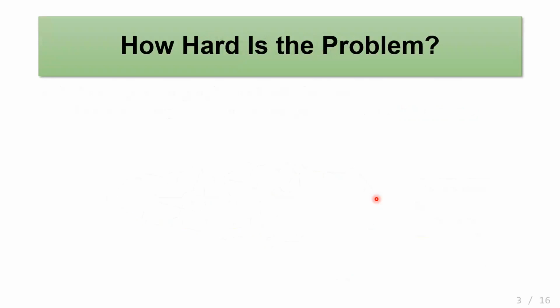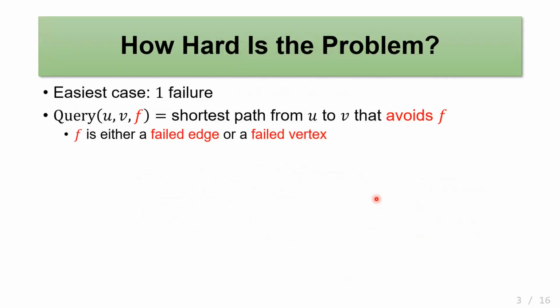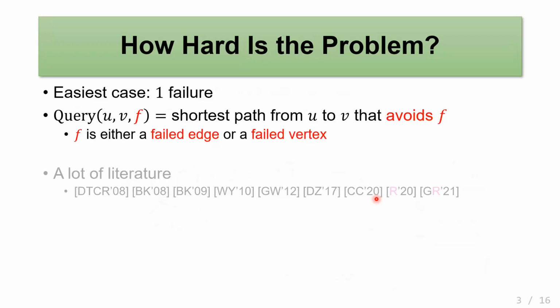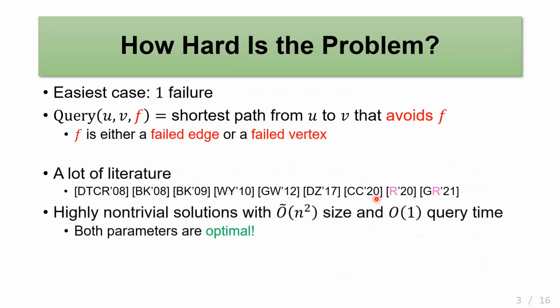So what is known about this problem? The easiest case is when you only have one failure. Now the query becomes: you are given vertices u and v and a failure f, where f is either a failed edge or a failed vertex. You want to find the shortest path from u to v that avoids f. This problem was studied extensively, and there's a long line of work on it. They accumulate to highly non-trivial solutions with size tilde O n squared and query time constant. Both parameters are optimal for this problem.